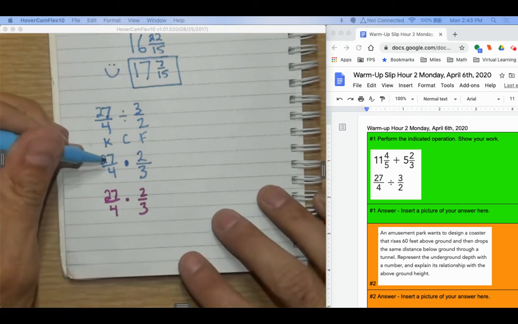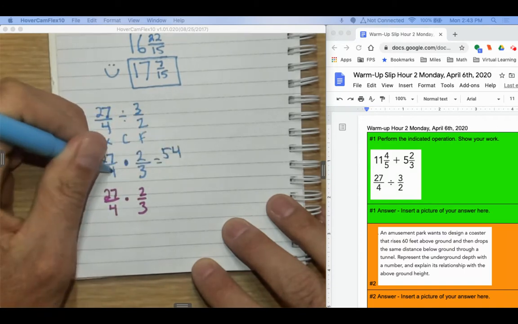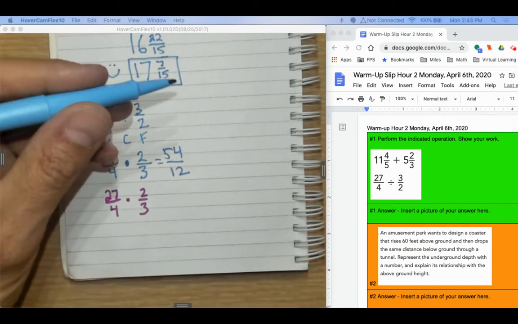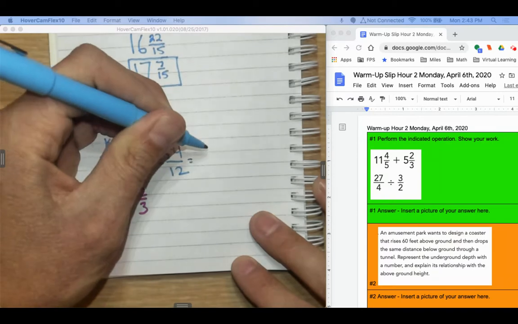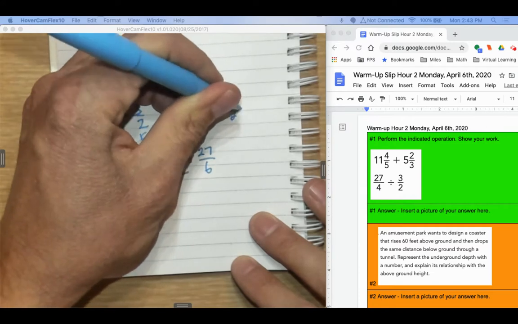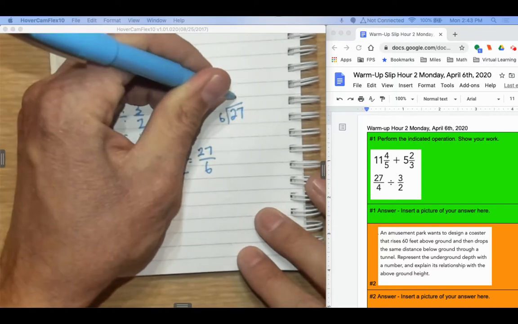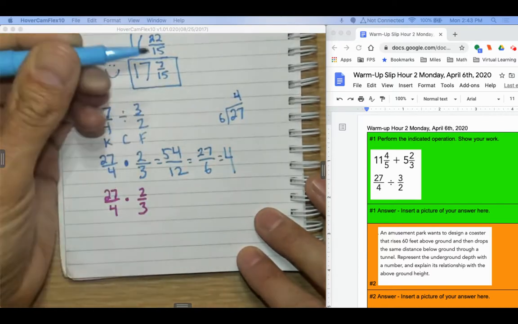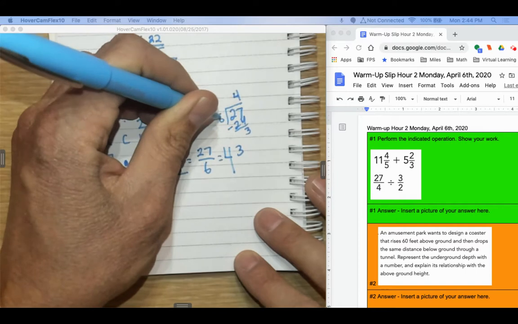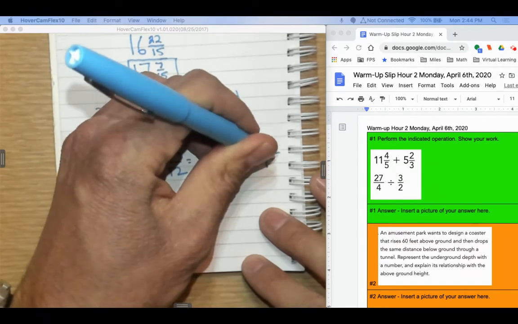First, what a lot of you do is you would just multiply, which is a pain. 27 times 2 is 54. 4 times 3 is 12. Then I need to reduce that. I can divide it both by 2, I can see. And so then that would be 27 over 6. Then that's an improper fraction. Numerator divided by denominator. Every fraction is a division. Every division is a fraction. 6 fits into 27 without going over 4 times, so that's the whole number. 4 times 6 is 24. 27 minus 24 is 3 over the original denominator, and so it'd be 4 and 3/6, and that is the same as 4 and 1/2.